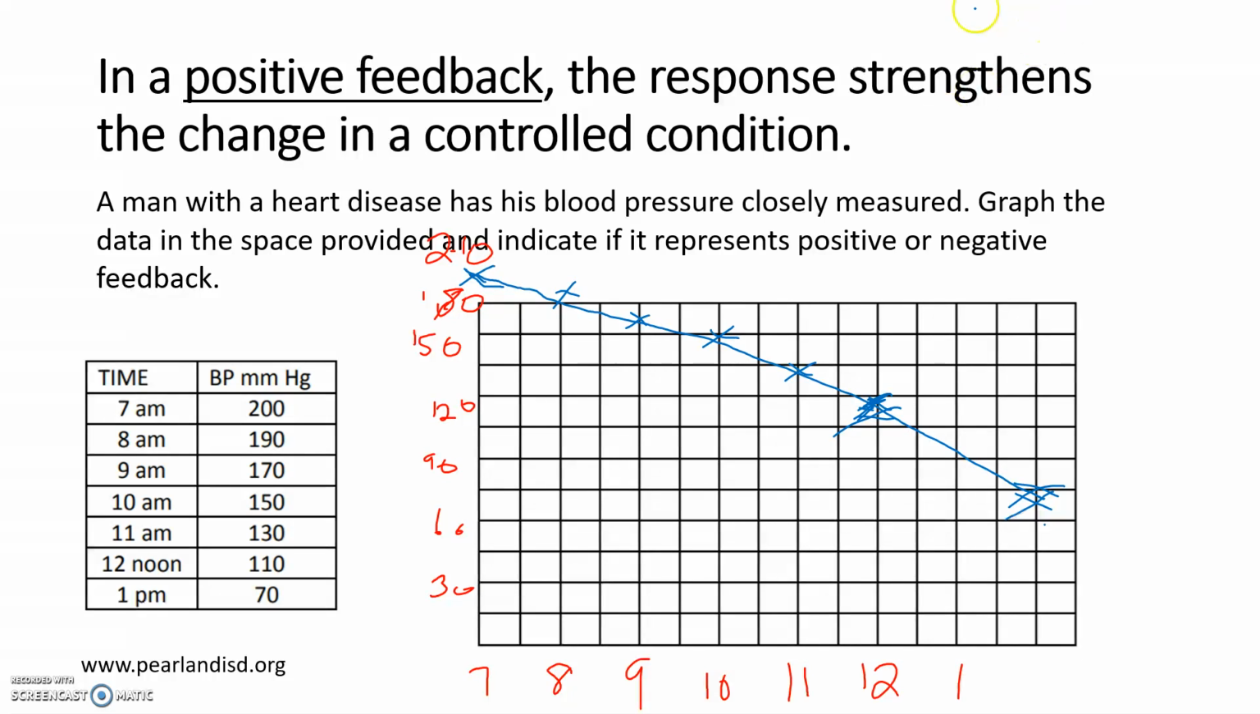Alright, so this example is actually negative feedback because the blood pressure is trying to get back to its original state. And it's not increasing, but rather it's decreasing. It's coming back to its original state. And that's why this example is going to be negative feedback.